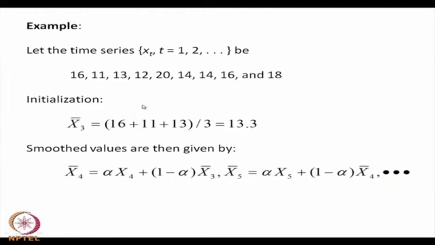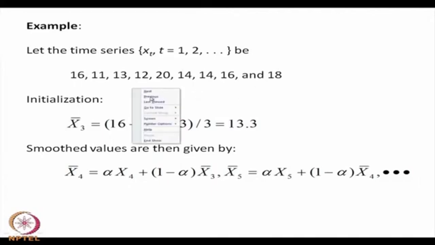We can take an example to illustrate the use of the exponential smoothing method. Let the time series have values such as this, and how many values do we have? 1, 2, 3, 4, 5, 6, 7, 8, 9, nine values. So, t equal to 1 through 9, and the values are like this. Looking at it, we can say that there is noise in it, and there are fluctuations, and we are not very sure whether there is a seasonality or not.